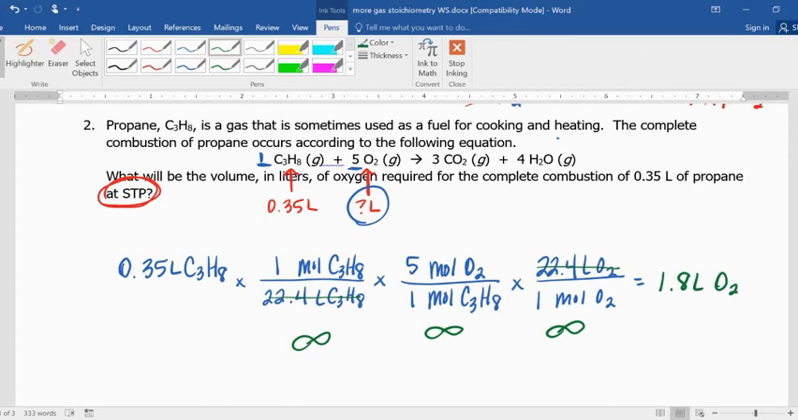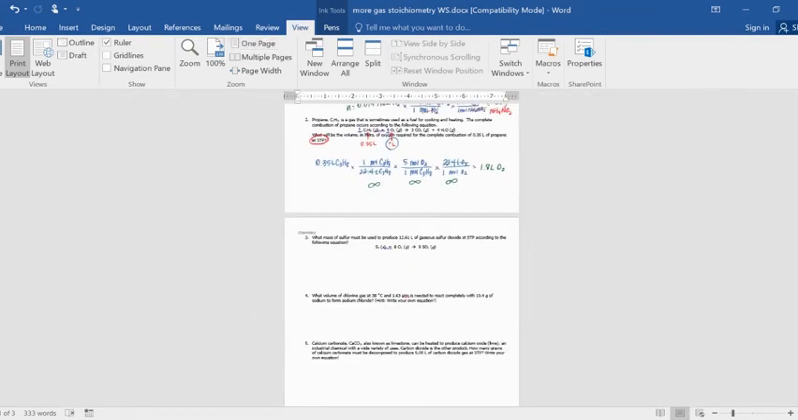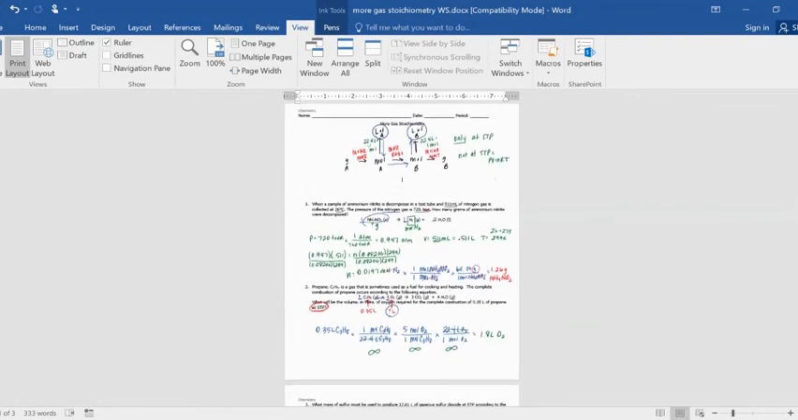You see how much easier the problems are when they are at STP, right? Look at the work comparison there. So we love it when it says at STP. So that's hopefully a nice little overview of gas stoichiometry. And now you can go ahead and complete the rest of the more gas stoichiometry worksheet.